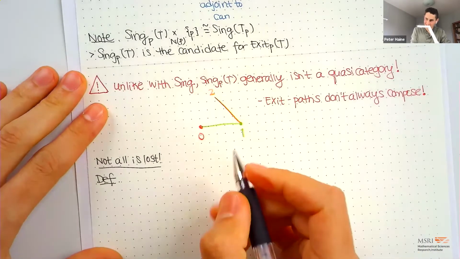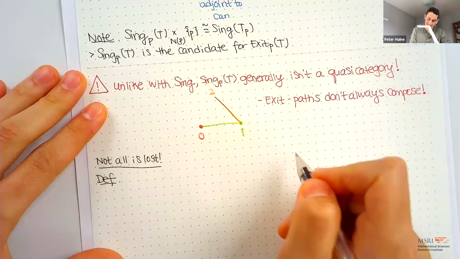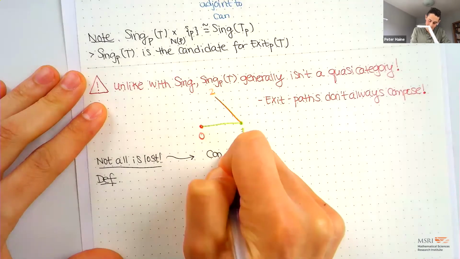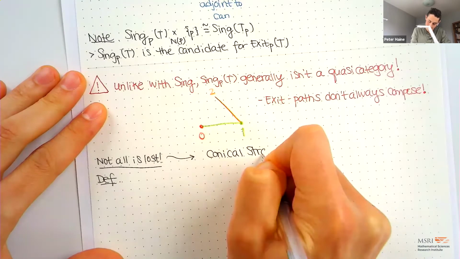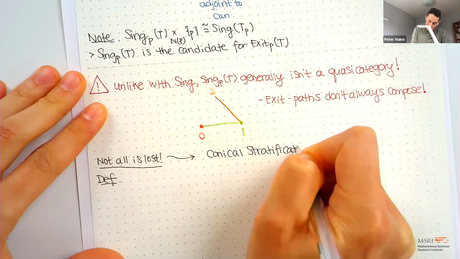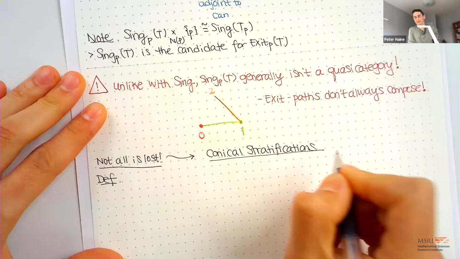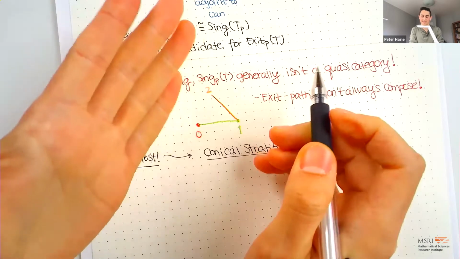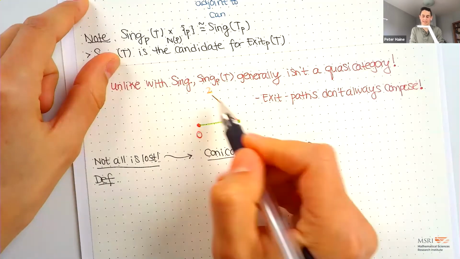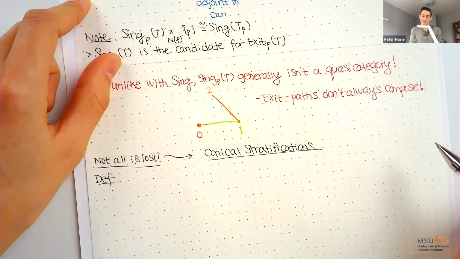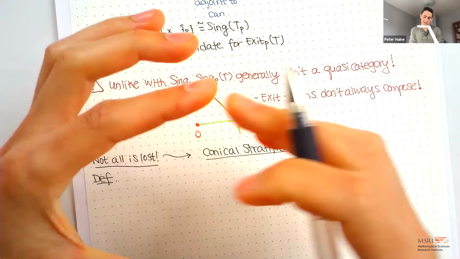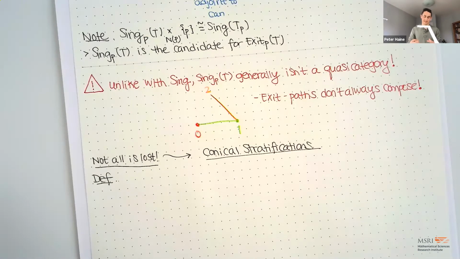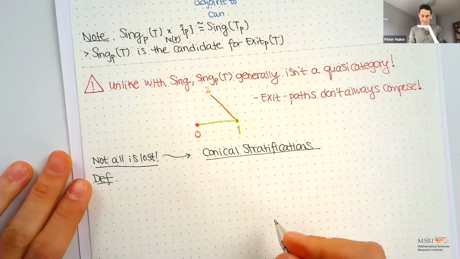Okay, so here, let me, not all is lost. We're going to talk about conical stratifications. Part of the problem here is that you can't push this stratified 2-simplex onto this thing. But if locally you have all these stratified simplices that exist, then you're actually okay.